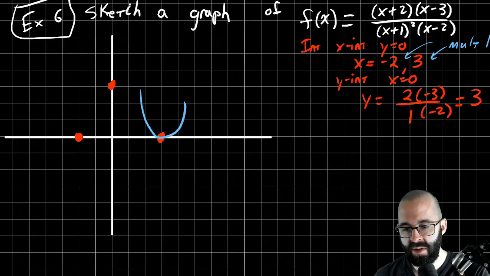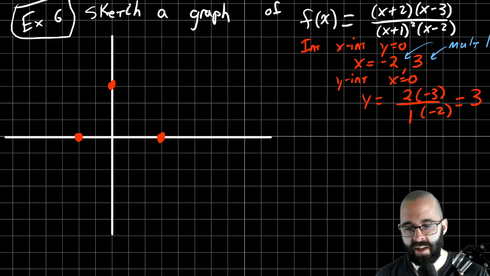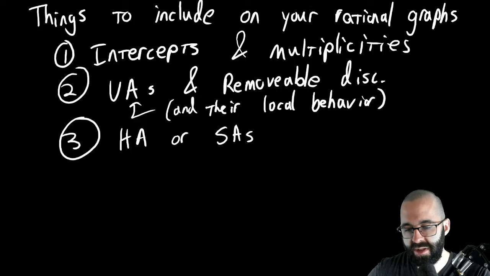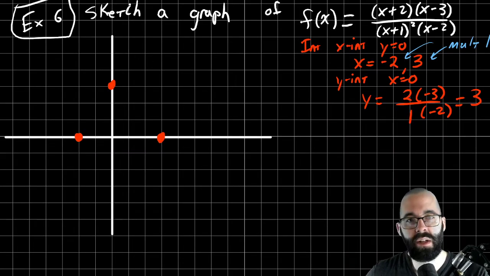Multiplicity of 2 would look like this or this. Multiplicity of 3 would look like this or this. Remember back to 5.3. All right, so we'll incorporate those multiplicities, but we need some more information before we can connect the dots. We need vertical asymptotes and the local behavior and removable discontinuities.